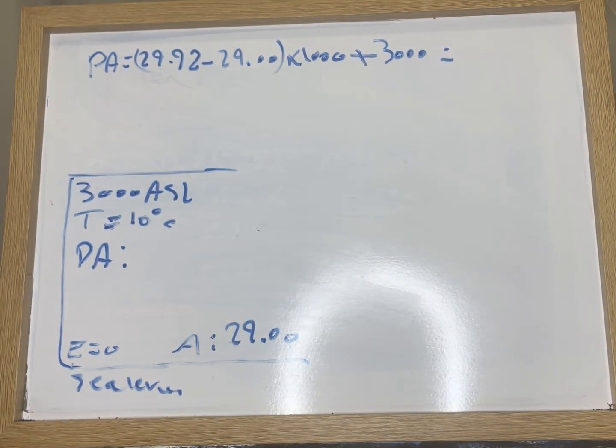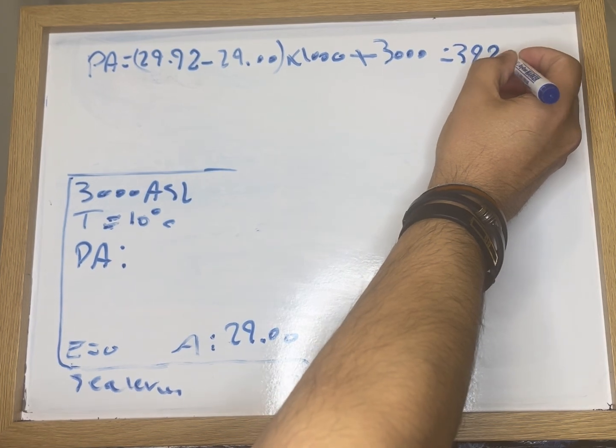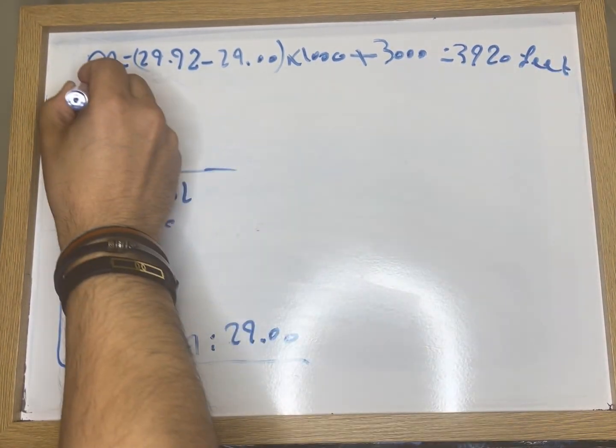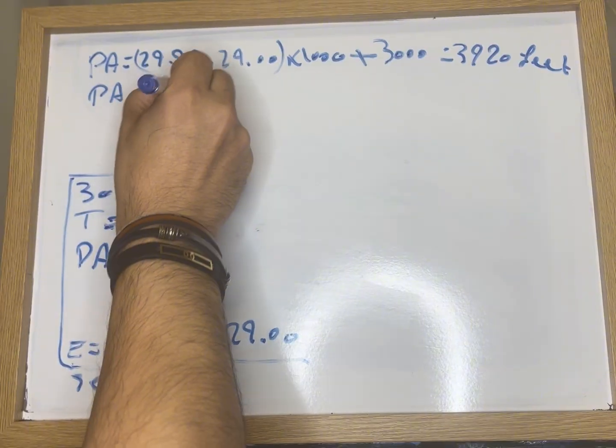By calculator: 29.92 minus 29.90, multiplied by 1000, plus elevation or height above sea level, equals 3920 feet. So pressure altitude is 3920 feet.